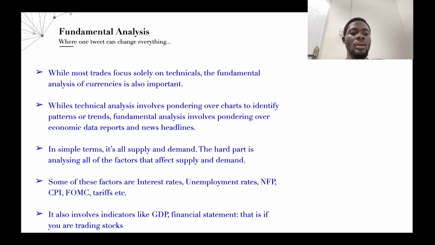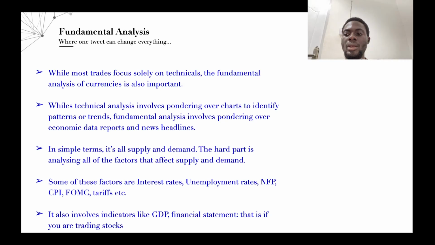So in simple terms, the currency pairs are subject to the laws of supply and demand. You understand? The more the currency pair is demanded, the higher the price of it, and the less it is demanded, the lower the price of it. But the hard part is analyzing all of the factors that affect the supply and demand.